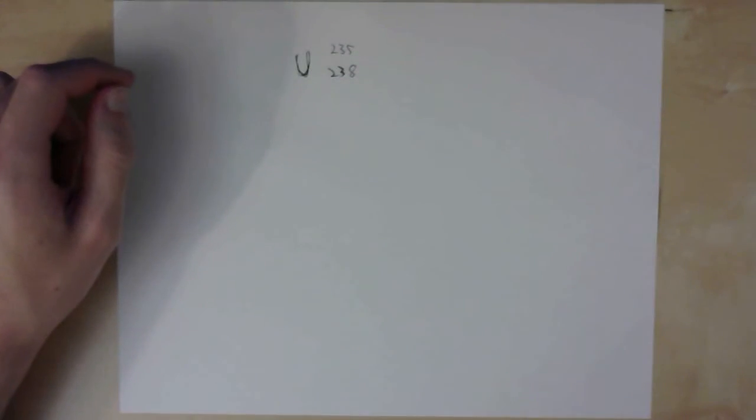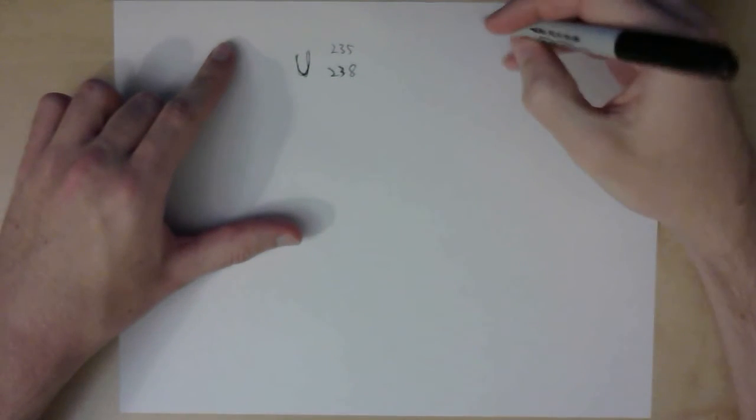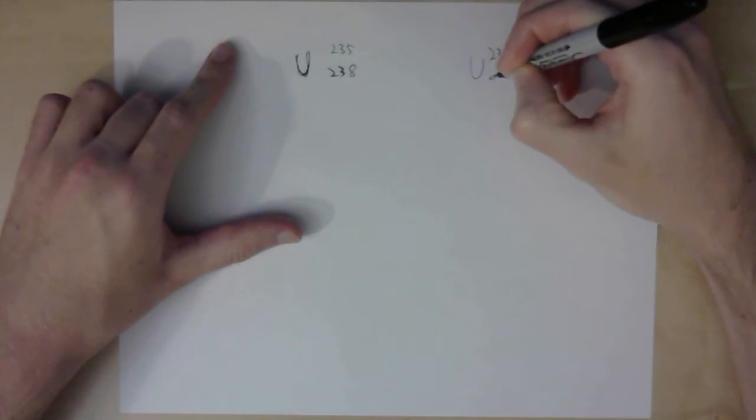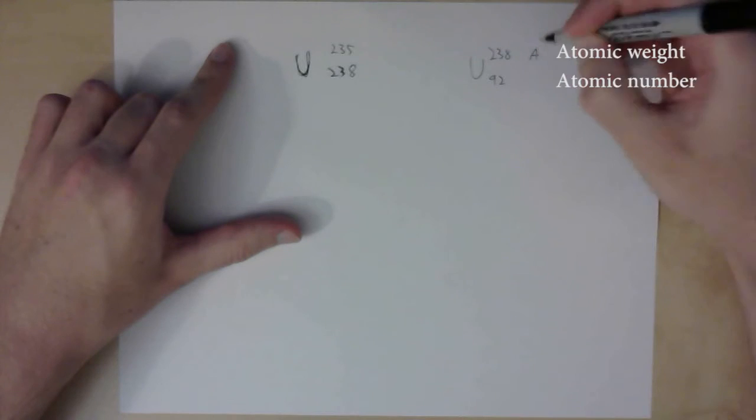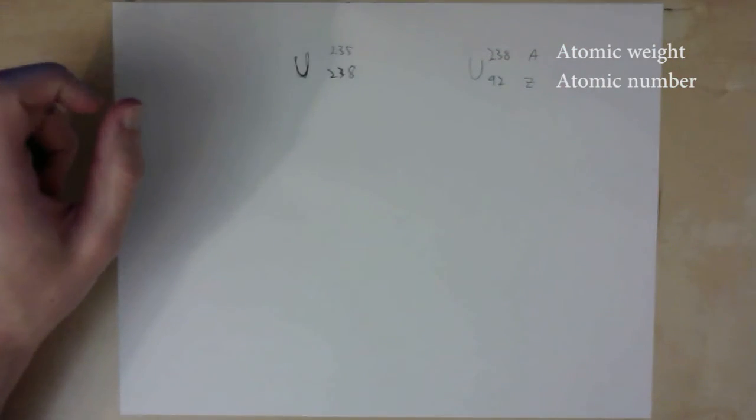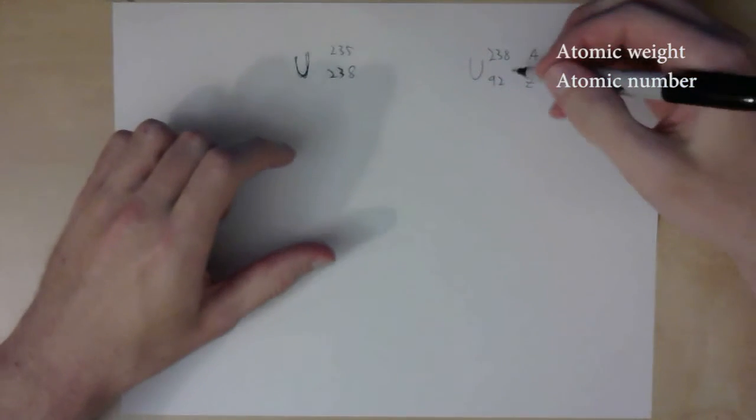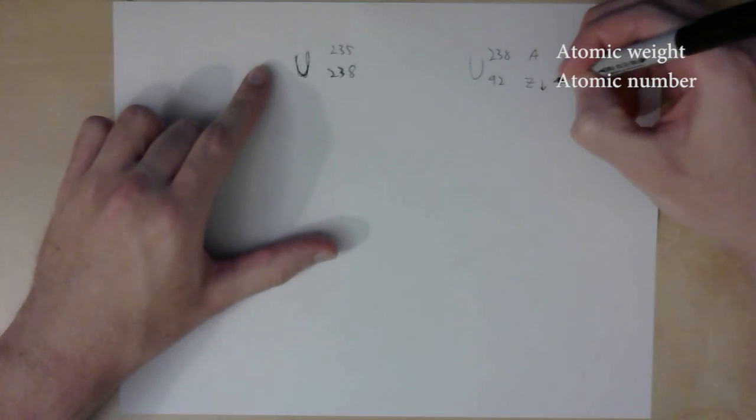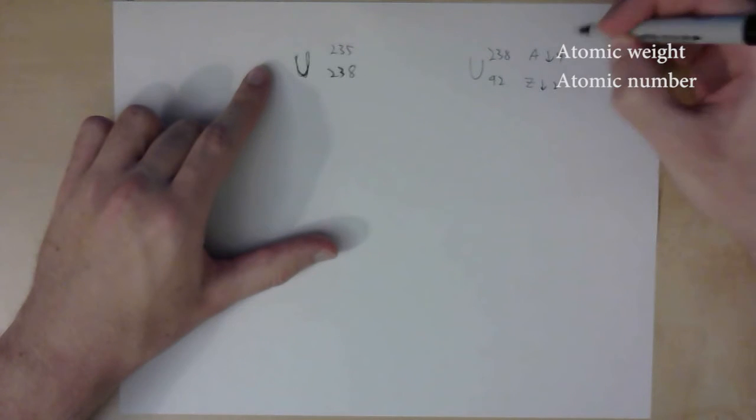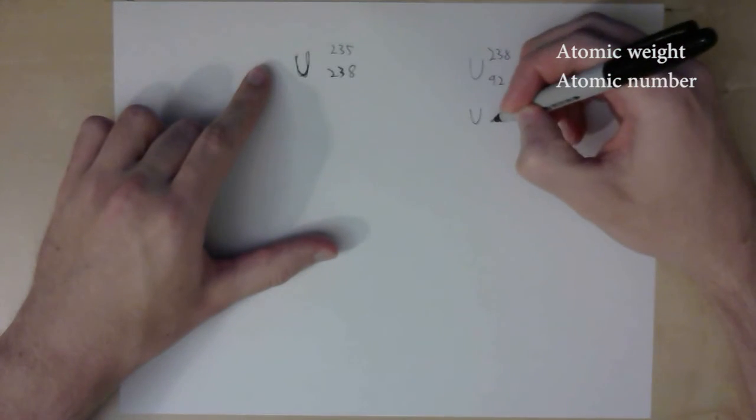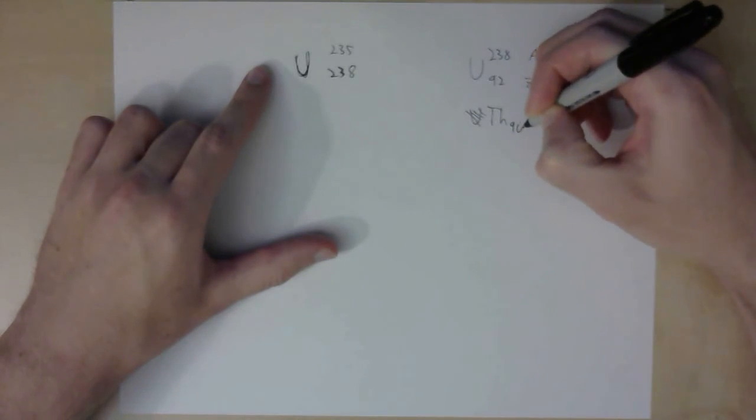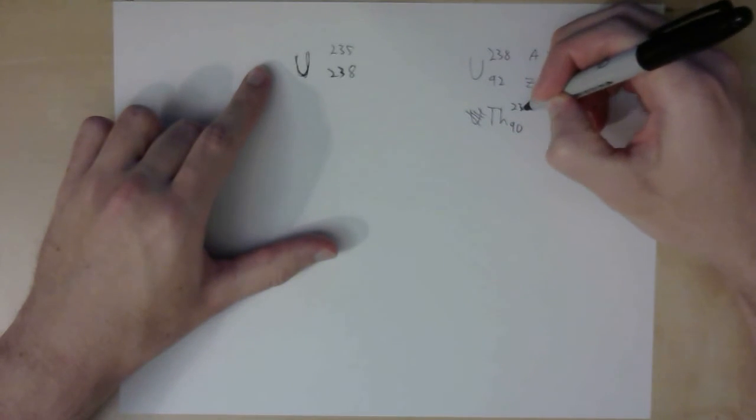Remember from the alpha decay, we have uranium 238. Let's go 238 and then 92. So this is our atomic mass number, and this is our Z number, our proton number. When you alpha decay, the alpha has 2 protons and 2 neutrons. So your Z is going to drop by 2, and your mass number is going to drop by 4. That will take you down to thorium 90, 234.